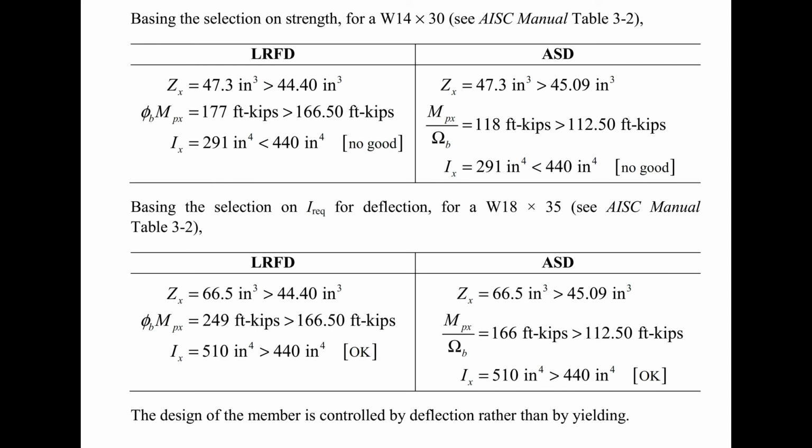Basing the selection on I required for deflection, for a W18x35, AISC Manual Table 3-2. For LRFD, all the values of plastic section modulus, Zx, the product of phi sub b times Mpx, and Ix are all greater than the computed values, thus the section is OK. For ASD, all the values of plastic section modulus, Zx, the product of Mpx over omega sub b, and Ix are all greater than the computed values, thus the section is OK.